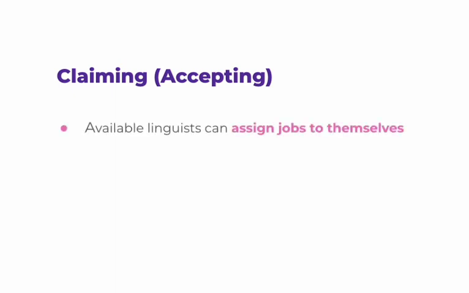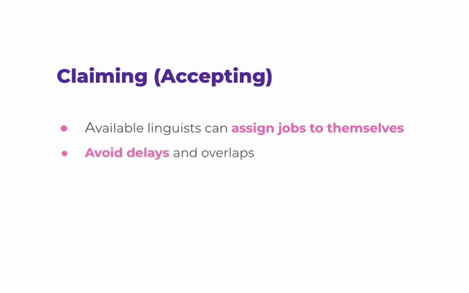If you would like to speed things up, instead of having to manually assign each new job to a linguist, you can make use of an additional setting called claiming. Claiming or accepting means that your linguists will be notified whenever a new job is ready to be worked on. If a translator is available to deliver the job within the specified deadline, they can accept it, which means that they can assign it to themselves on a first-come, first-served basis.